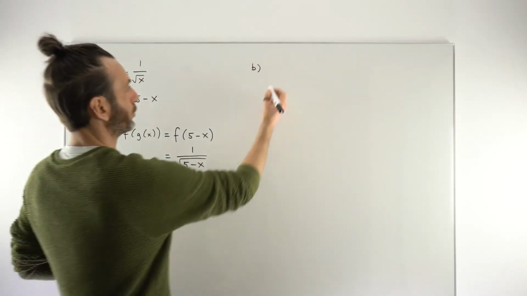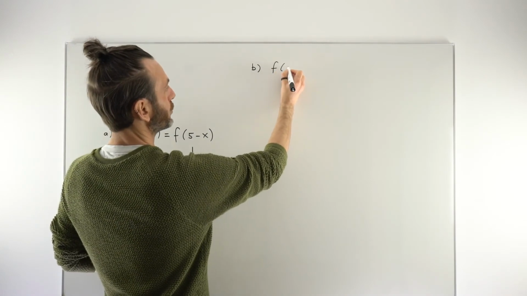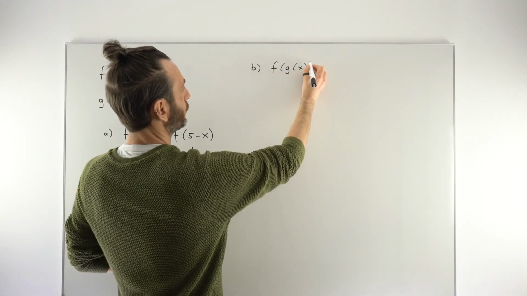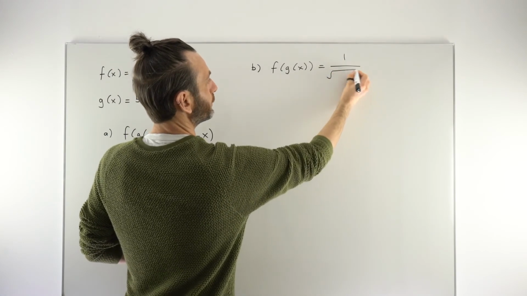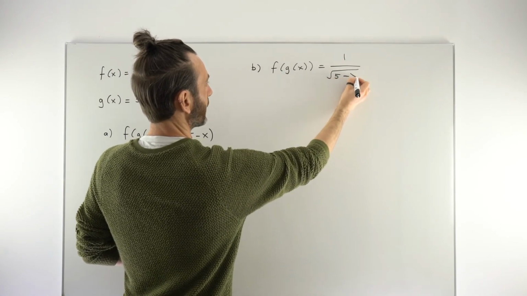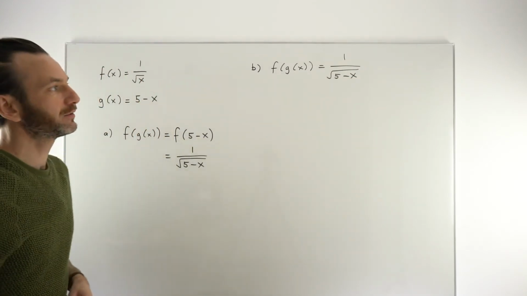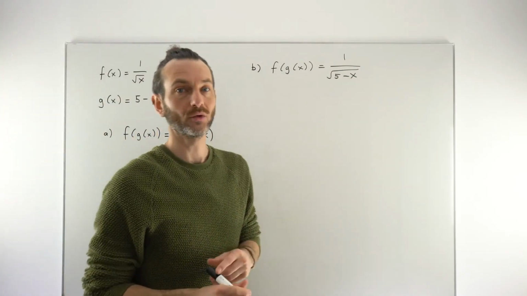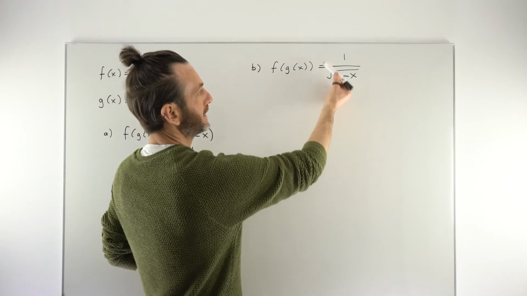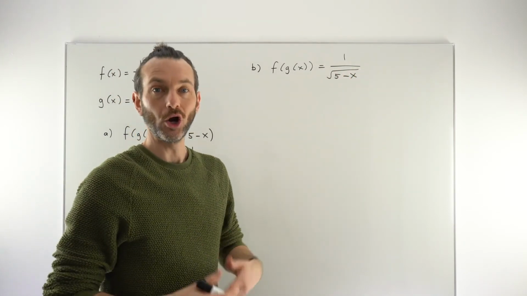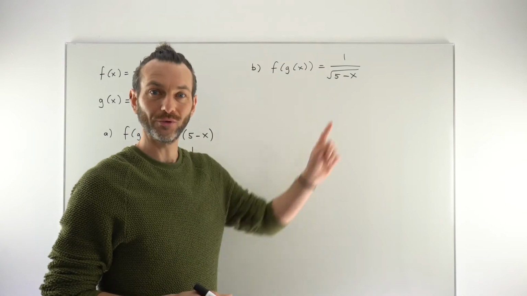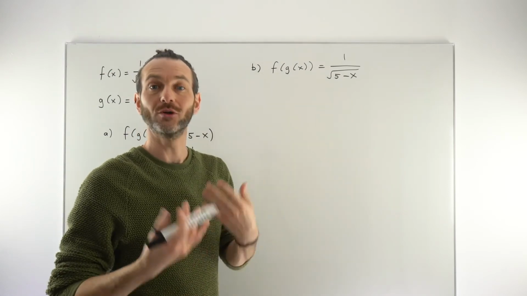So let me just pull this over here. So we now know that f of g of x is equal to 1 over the square root of 5 minus x. So what do we mean by undefined? Undefined is a domain reference. So we're looking at the domain of this function. We're looking for the values that are not in the domain, the values for which this function doesn't work. It breaks down, there's some kind of problem.